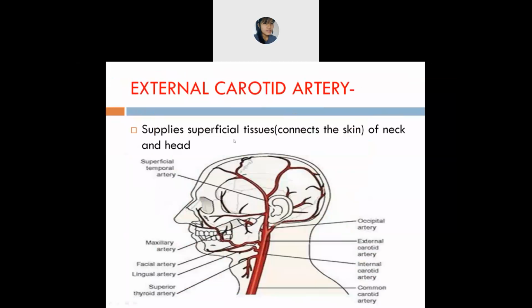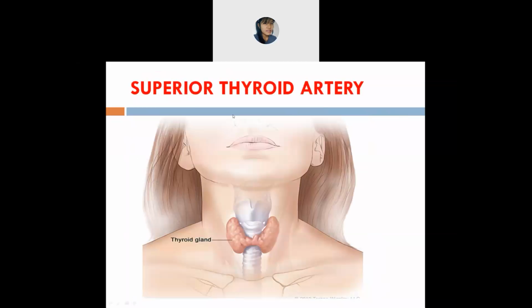Okay, next is the external carotid artery. The external carotid artery supplies the superficial tissues. What are those superficial tissues? The superficial tissues connect with the skin of the neck and the head. This picture, is it clear? External carotid artery. I hope it's clear.